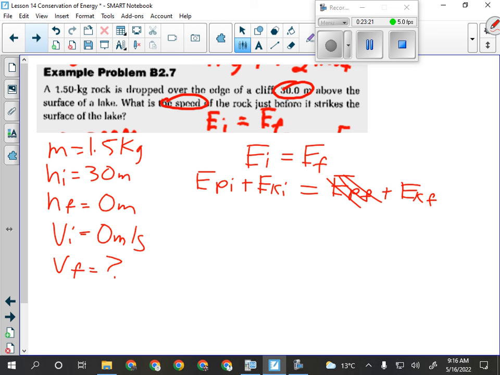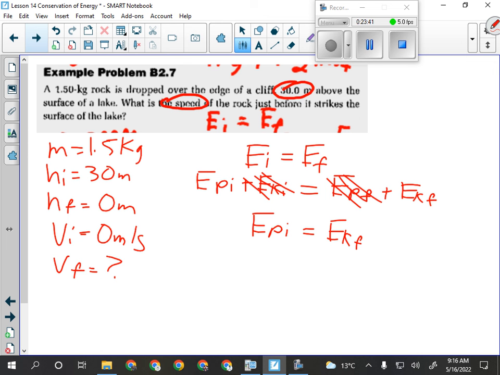Initial kinetic, yeah, okay. We're dropping it, so we're not moving at the beginning. Okay, so that simplifies this a great deal. That just means all my energy, all my mechanical energy initially is potential, and all my mechanical energy at the end is kinetic.